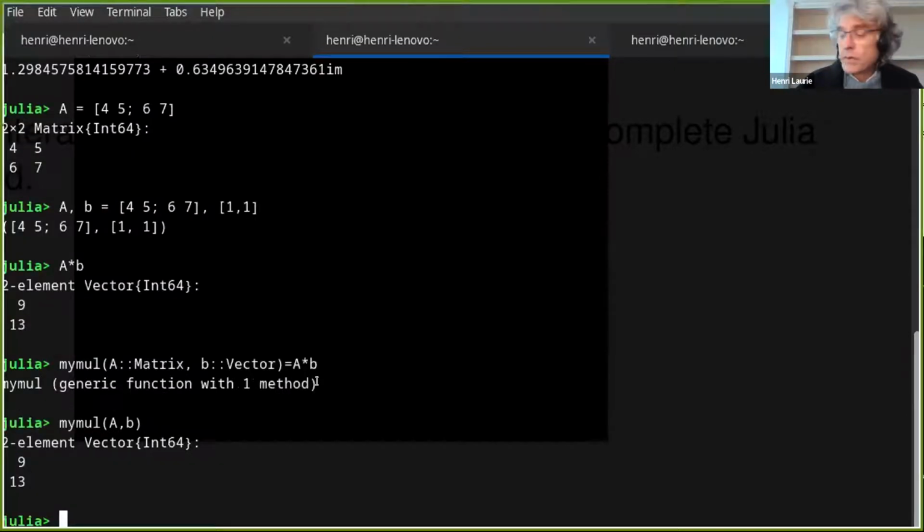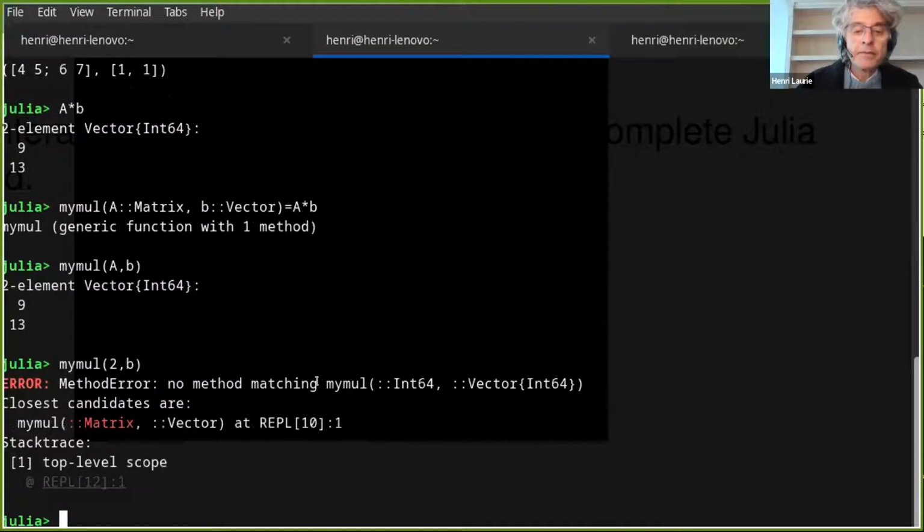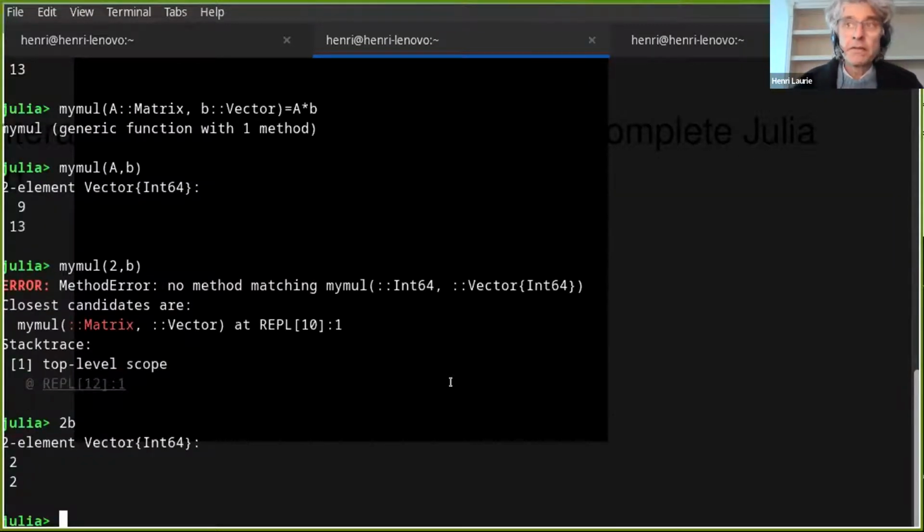And I get the same answer, of course. But now I can say, well, what about 2 times B? And I get an error. So I've defined this as having a method for A being a matrix and B being a vector. 2 is not a matrix. So Julia does not read the singleton 2 by itself as a 1-by-1 matrix. It just reads it as a scalar. A strong distinction there. 2B, on the other hand, is perfectly well defined.